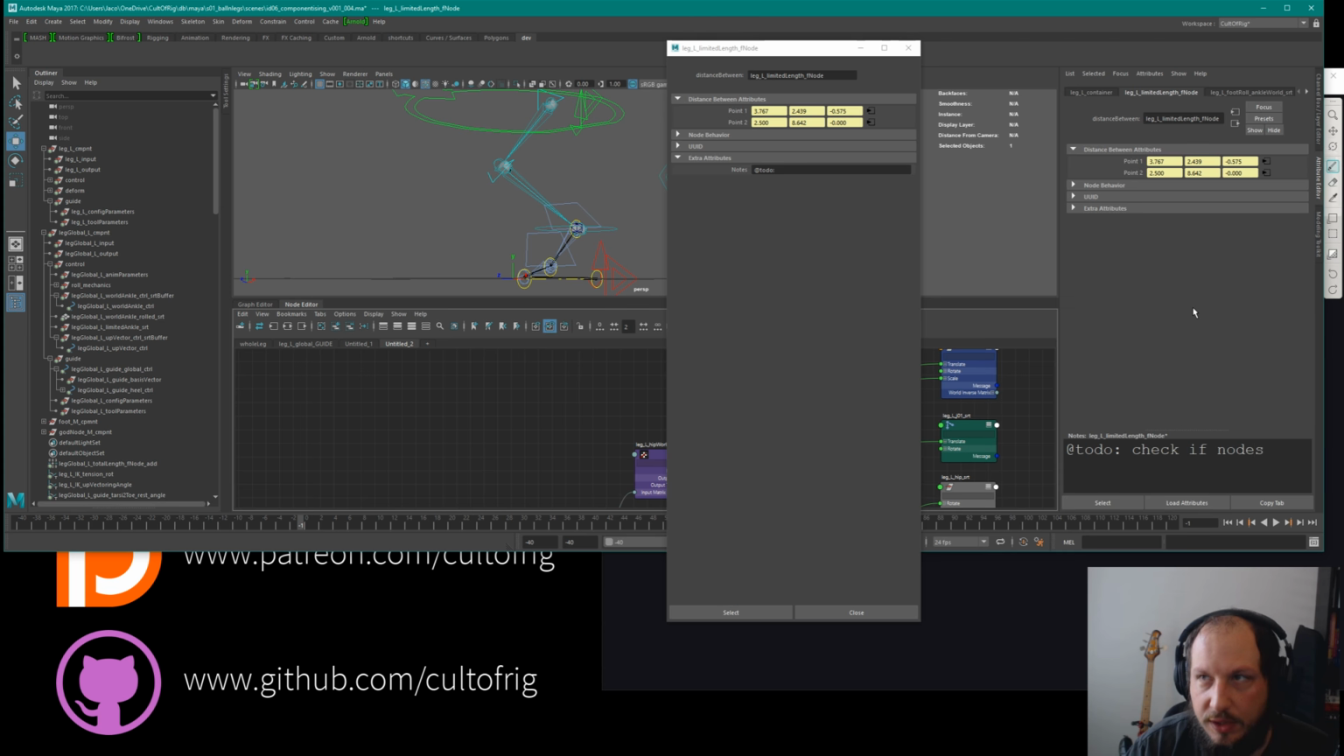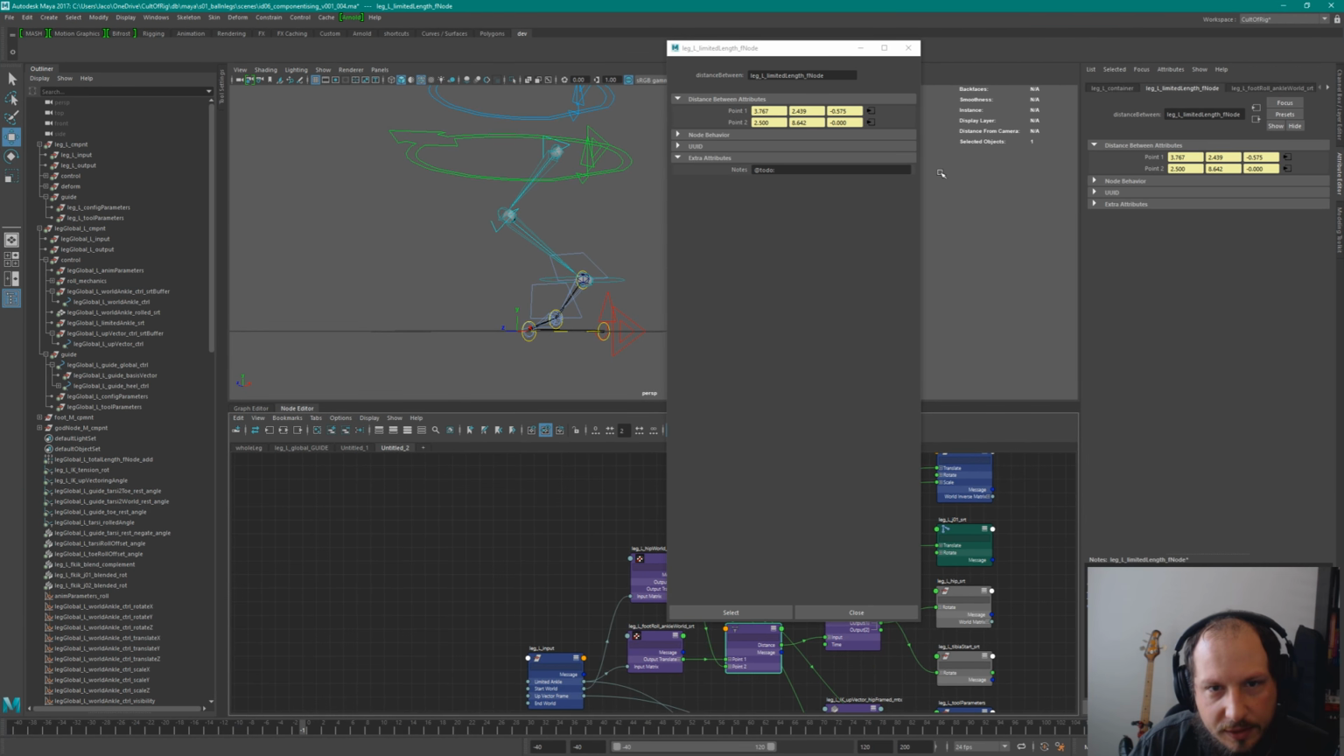So the text. So check if nodes upstream already offering, what is it? Okay. So there you go. Control scroll wheel, magic. And it's gonna disappear behind the webcam again.